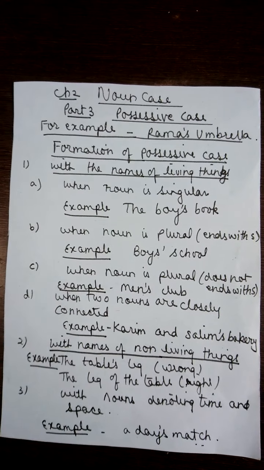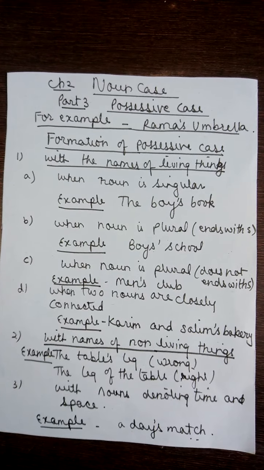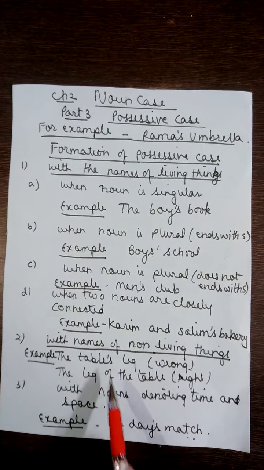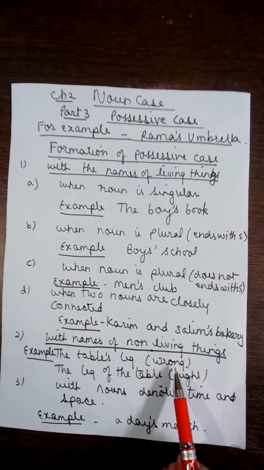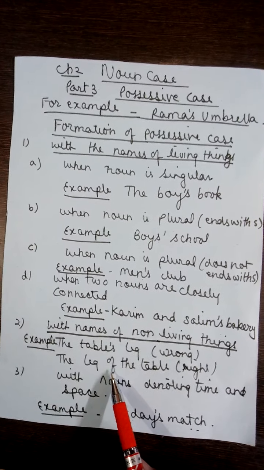With names of non-living things, we cannot use apostrophe. For example, the table's leg. Leg is non-living. You cannot write apostrophe and s. This is wrong. It should be the leg of the table. We use preposition.